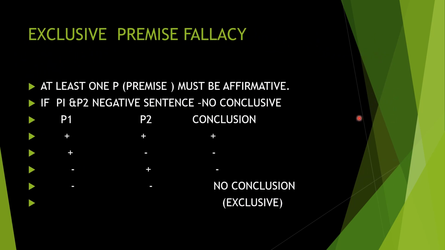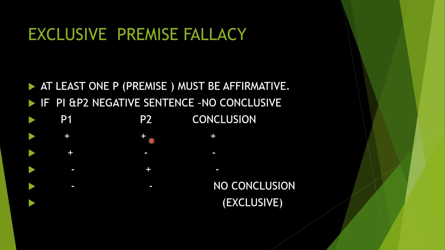Next, exclusive premise fallacy. What is exclusive premise fallacy? At least one premise must be affirmative. Exclusive premise fallacy means we have two premises, P1 and P2, and either any one of them should be positive. Affirmative means a positive sentence without any "no". Then only it should have a conclusion.